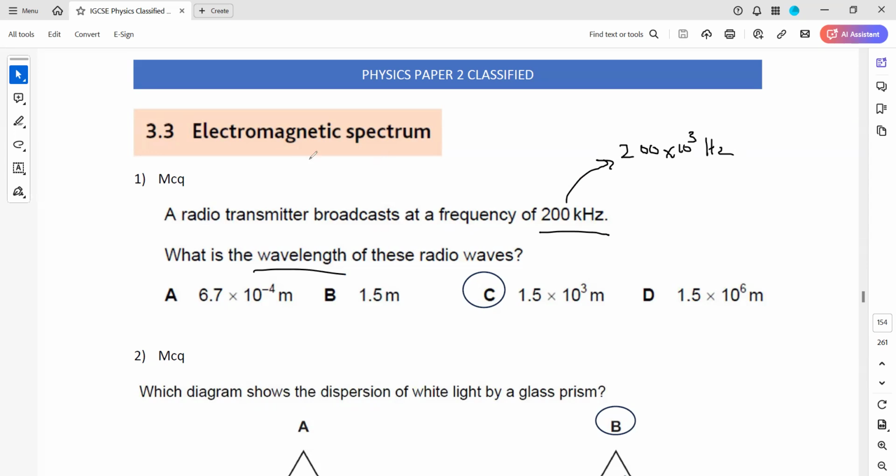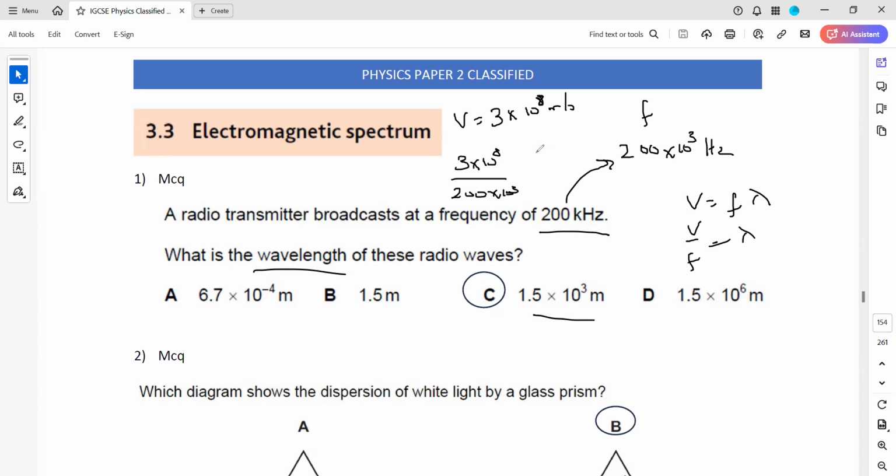As we know, remember, all electromagnetic waves have the same speed, that is 300 million meters per second, or 3 times 10 to the power 8 meters per second. So we have the wavelength, we have the frequency, and we have the speed. So we can use the formula v equals f lambda. If we need the wavelength, v divided by f will be equal to lambda. So speed, which is 3 times 10 to the power 8, divided by frequency, which is 200 times 10 to the power 3. When you divide, you will get 1.5 times 10 to the power 3 meters.